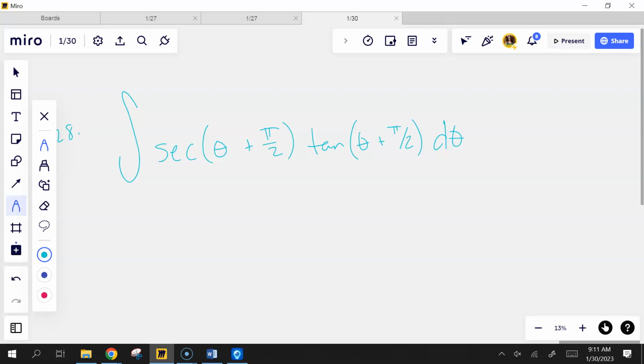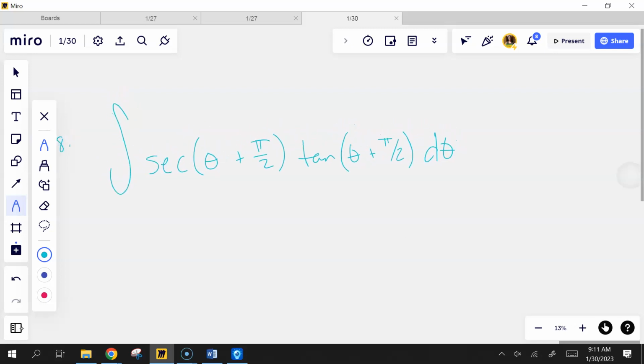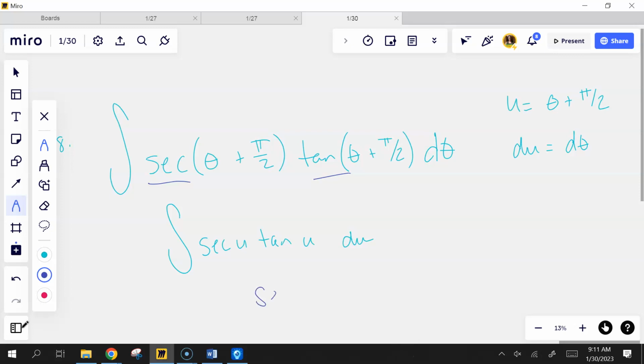I would say theta plus pi over 2. What if I let u be theta plus pi over 2? Why might I do that? But doesn't this look familiar? It's the derivative of something, right? Of secant, right? Whenever I saw this one, I went, wait, that's the derivative of something. And if you look on your sheet, that's why I threw it up there.